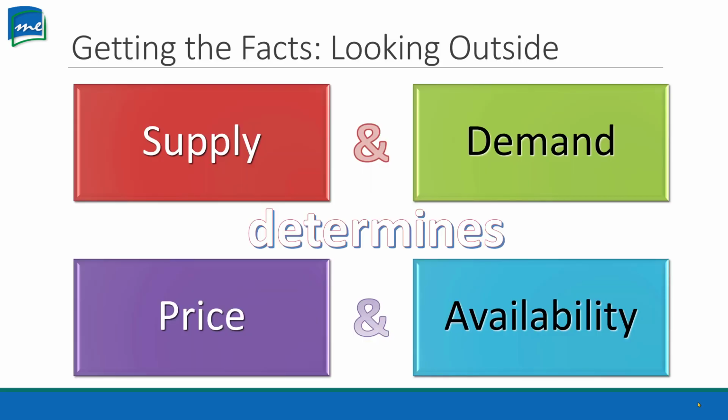But let's look outside our company. So supply and demand determines price and availability. As anybody has ever taken an economics class, you know that where supply and demand intersect, that will determine your price. And the companies that produce that item will only produce up to that amount because they're getting the best price for it. If they overproduce, meaning more supply, well, the price would probably go down. If demand increases with the same supply, price is probably going to go up.